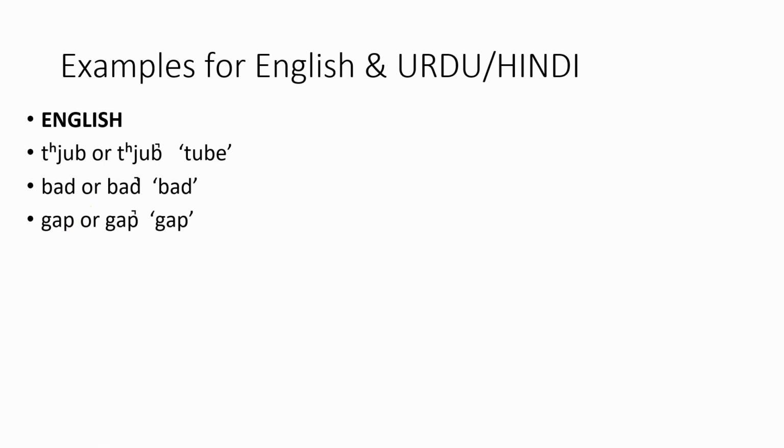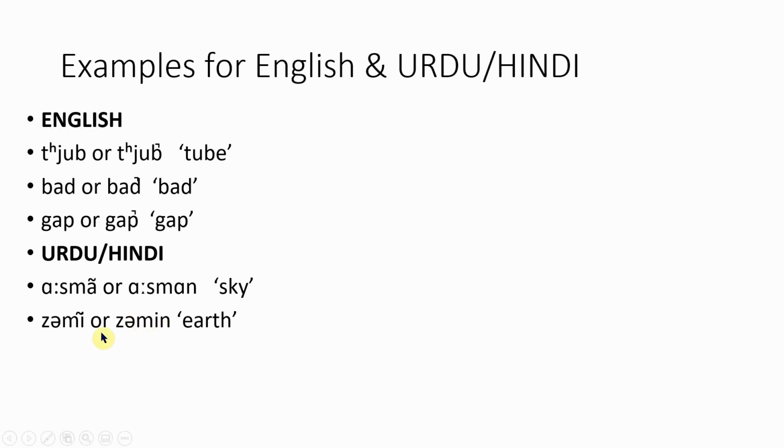Gap, or gap. In Urdu or Hindi, for example, there is a word for sky, and they can say it like asman, but they can also say it by skipping the n sound and making the previous vowel nasalized, like asma. Similar is the case with earth. Instead of saying zameen, they can say zameen with a nasalized vowel, not the full n.